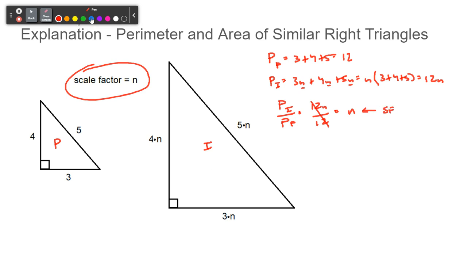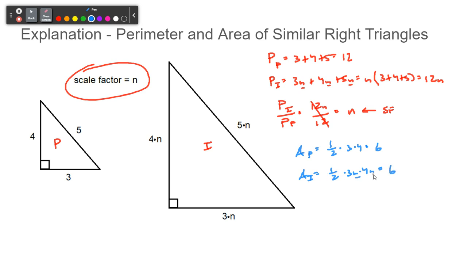Now, let's take a look at the areas. Let's find the area of the pre-image. The area of a triangle is 1/2 base times height. That's 1/2 of 3 times 4. That's 12, and half of 12 is 6. Now let's find the area of the image, the bigger triangle. That's going to be 1/2 of 3n times 4n. We can still do 3 times 4 is 12, and half of 12 is 6.